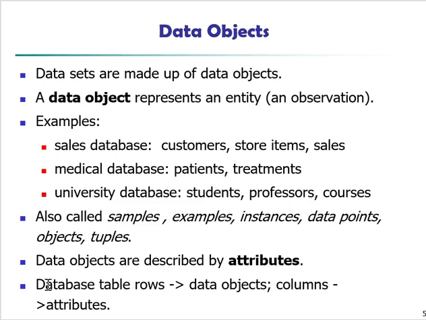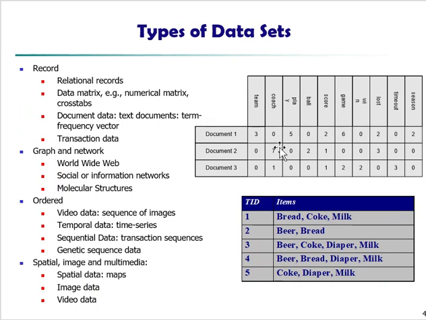So to match up our vocabularies, we talk about data objects. Those typically are represented in the rows in a matrix or in your relational database tables. Columns hold the attributes. So if we look at our example here, these are our rows. Our objects are documents, and our attributes are terms, words inside those documents.